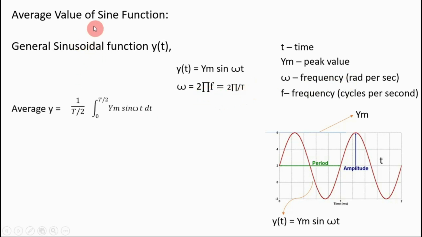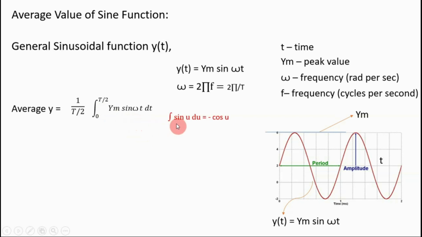Okay, so we can get the average value of the sine function. So how do we do that? We just consider the half cycle and we set up this equation. That is equivalent to average y is equal to 1 over T over 2, which is the half cycle, and we get the area of the half cycle here. So the equation of y in t is ym sine omega t dt. To get the area of this figure here, we introduce integration, from 0 to T over 2. Okay? So let's try to integrate that one.